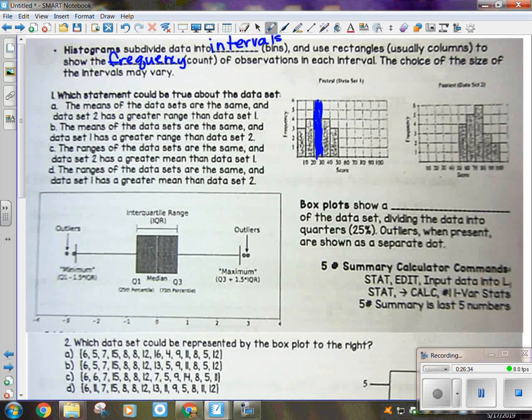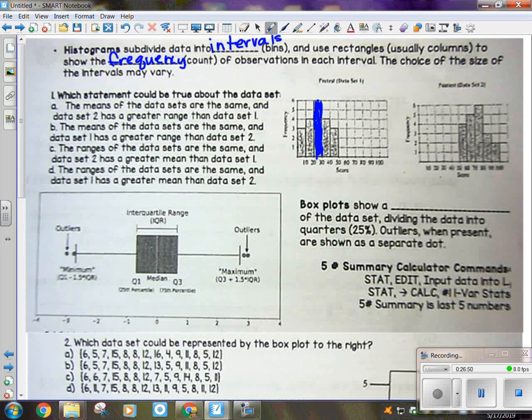The choice of the size of the intervals may vary. It could be between 10 and 15, between 15 and 20, or between 10 and 20, or it could be between 0 and 100. It depends on how you spread your data out.